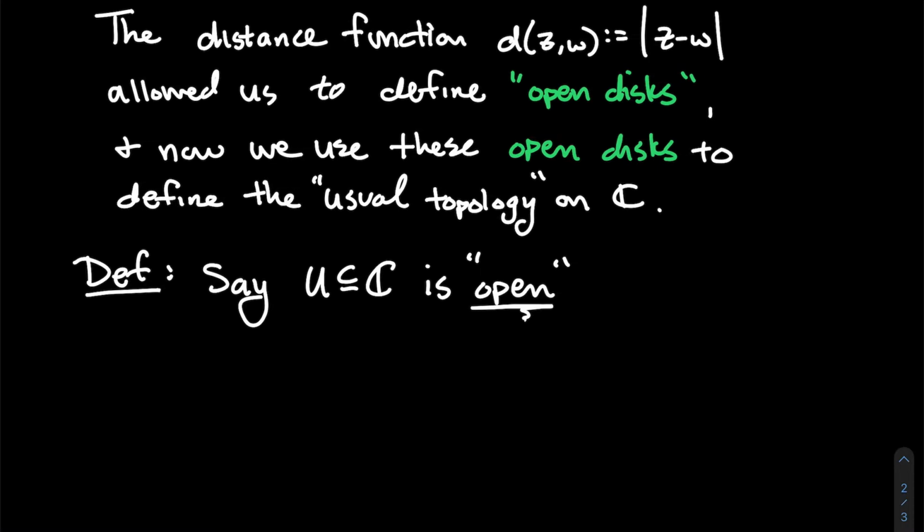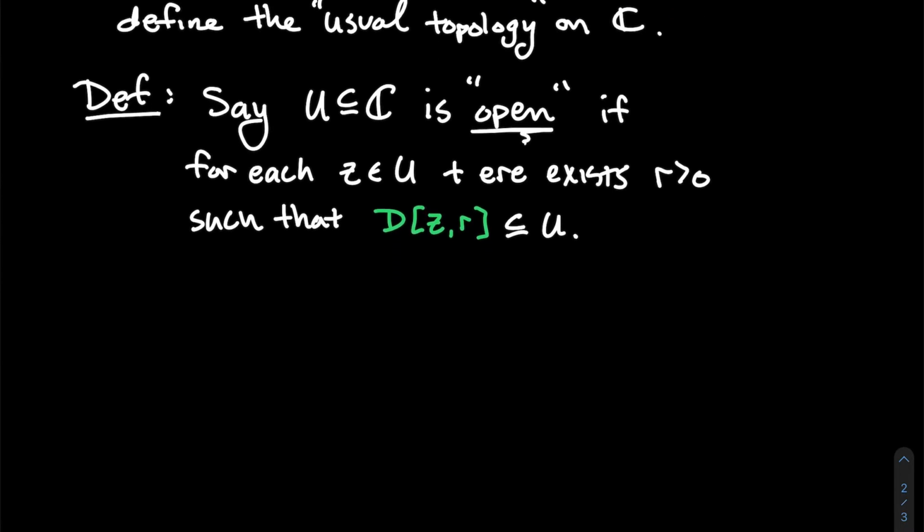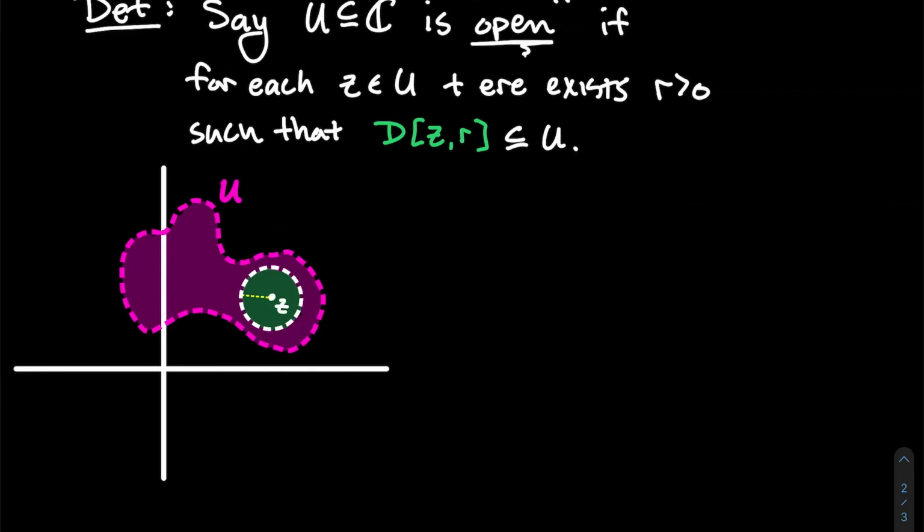So just more generally, maybe it doesn't have a disk kind of shape. So we're going to say that any subset U of the complex plane is open if the following happens. For each element Z of U, there exists a real number that's positive, R, such that the disk centered at Z of radius R is contained in U.